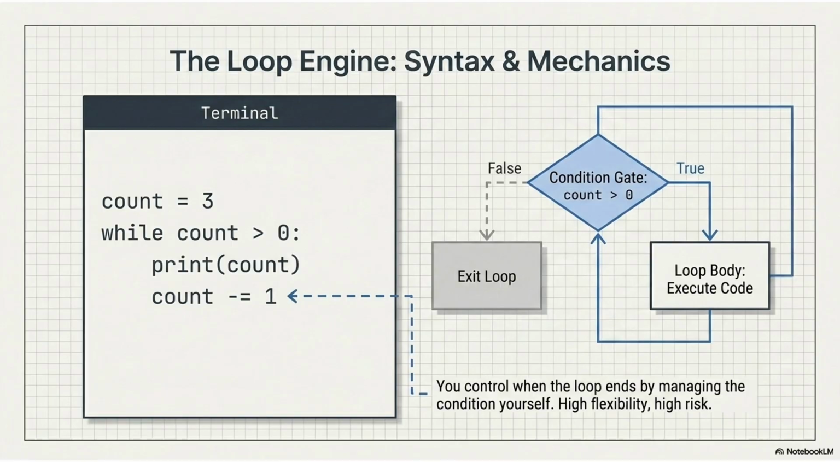The caption at the bottom of the slide is the most important line. You control when the loop ends by managing the condition yourself. High flexibility, high risk. That last phrase, high risk, is the warning. Unlike for loops, where Python manages the iteration automatically, while loops depend entirely on you updating the condition correctly. Forget to update it, and the loop runs forever.